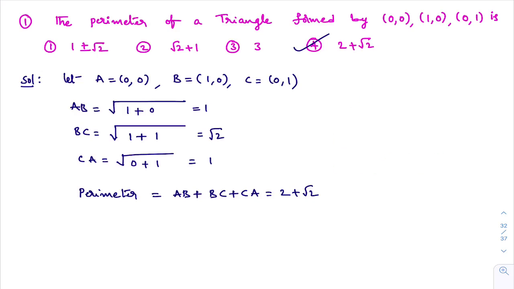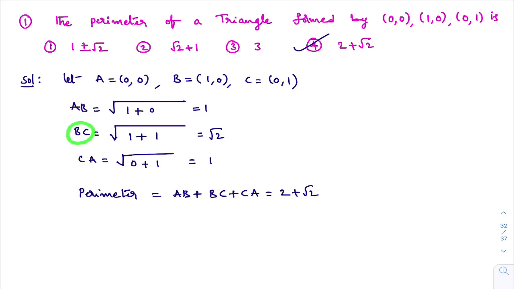So here I'll take these points as A, B, C. Now to calculate the perimeter of the triangle, I'll calculate AB, BC, CA. AB: what is the distance formula? Root over x1 minus x2 whole square. 0 minus 1 whole square is 1, plus y1 minus y2 whole square, 0 minus 0 is 0. So you will get AB equal to 1.